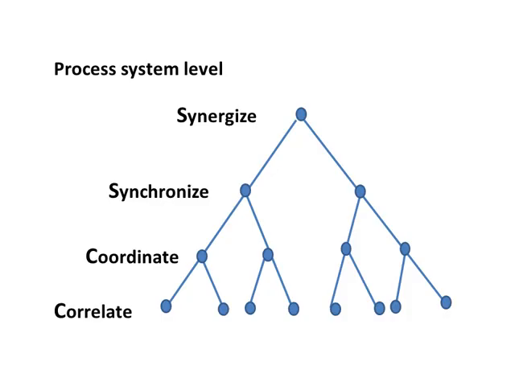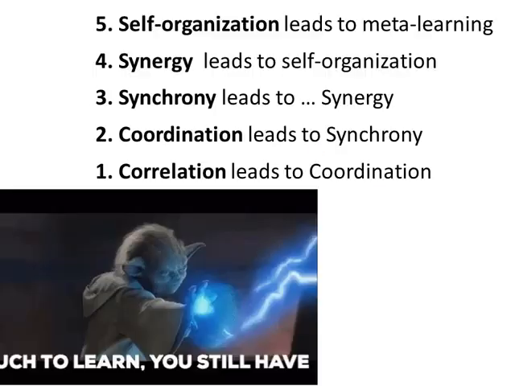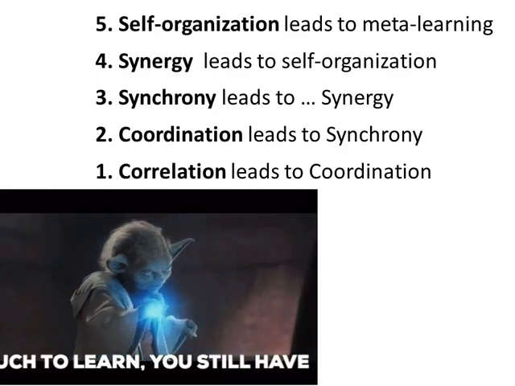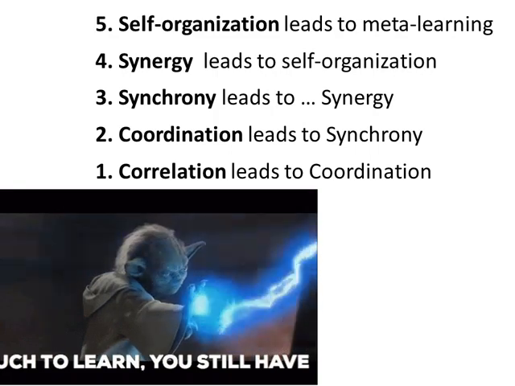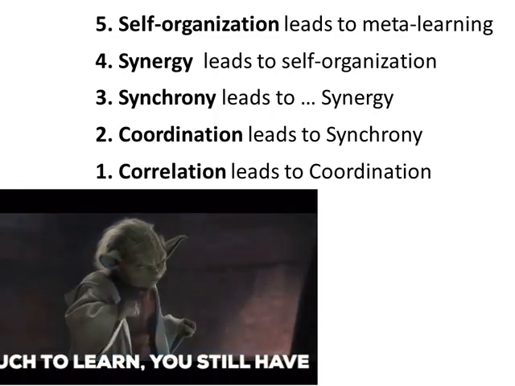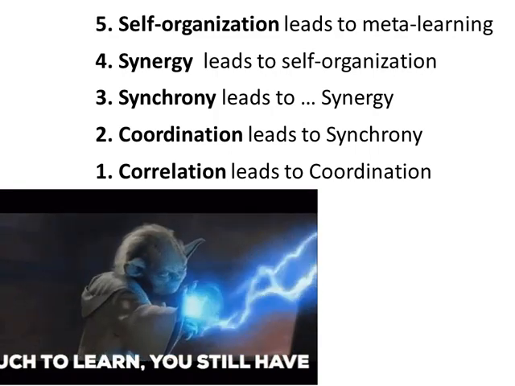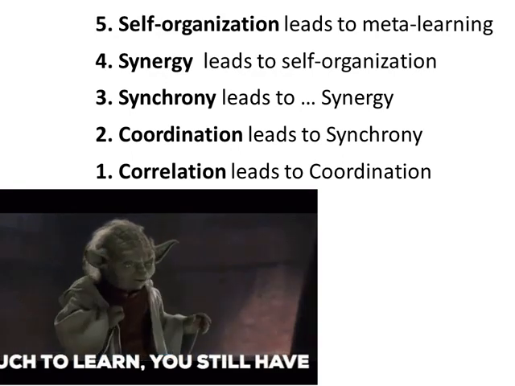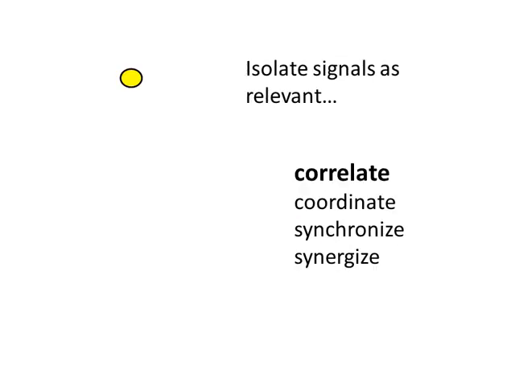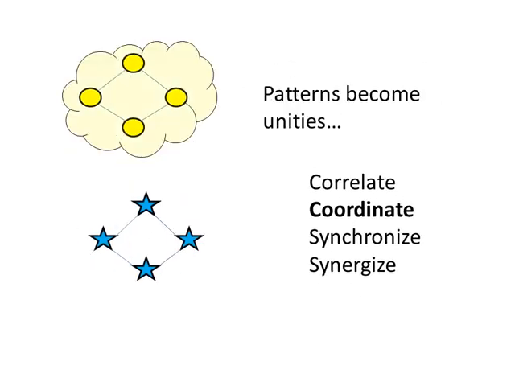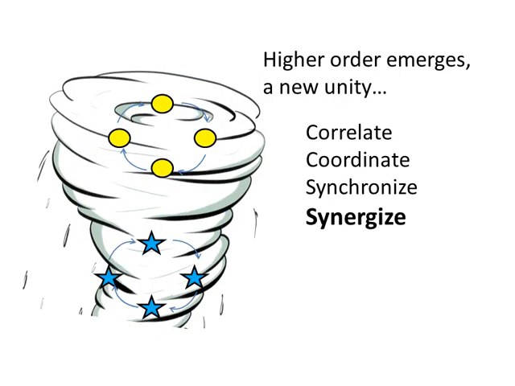Embedded process system hierarchy. The lower system dynamics submits to control influence from the next higher level. Correlation leads to coordination. Coordination leads to synchrony. Synchrony leads to synergy. Synergy leads to self-organization, which leads to meta-learning.